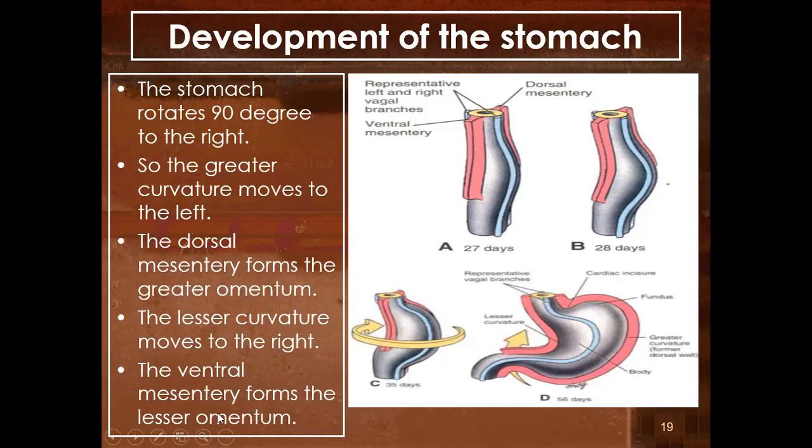The ventral mesentery forms the lesser omentum. So now this anterior ventral mesentery goes toward the left side, and this becomes the lesser curvature, and this is called the lesser omentum. So the ventral mesentery becomes the lesser omentum, and the dorsal mesentery becomes the greater omentum. Okay, so this is all about the development of the stomach as well as the anatomy of the stomach.